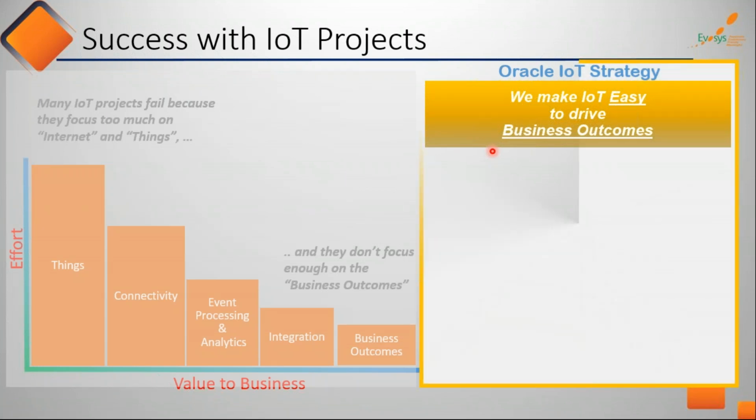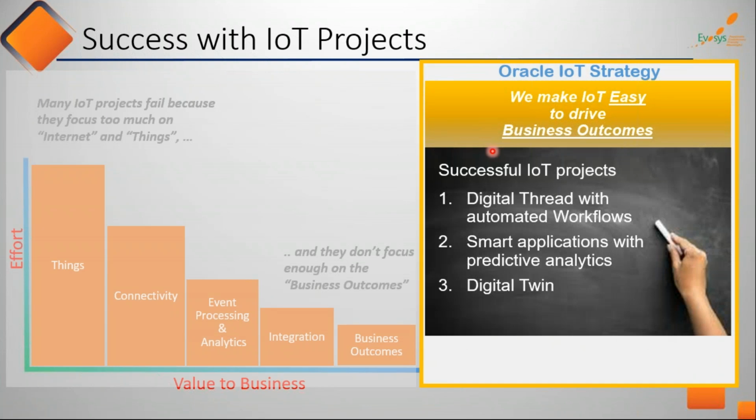So the Oracle IoT strategy makes IoT easy for the business to derive the business outcome. A successful IoT project would have a digital thread, which has an automated workflow with your ERP applications and backend applications. This IoT application should be smart enough to give you predictive analytics for a predictive maintenance scenario, which integrates with the backend system, and it creates a digital twin of your assets. All your assets which are currently registered in your backend application should have a digital twin connected to your IoT devices. These are the key criteria for a successful IoT project, and this is where the Oracle IoT strategy is aligned.